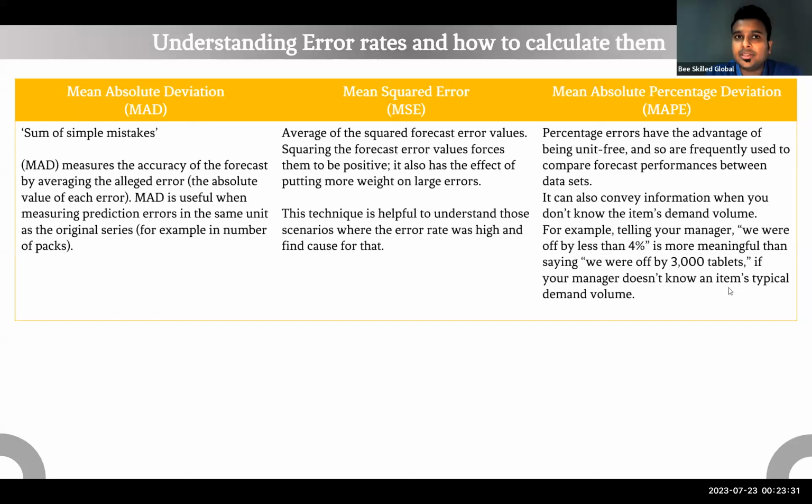In most guidelines and most policies, you will see MAPE mentioned as a key performance indicator for forecasts. So how do you get to MAPE? You first calculate your MAD, mean absolute deviation. Now let's see how it is done.